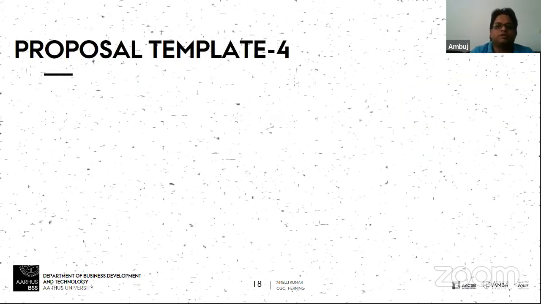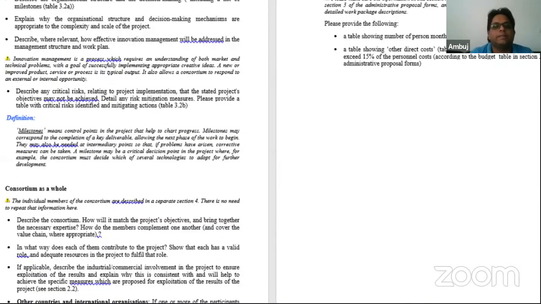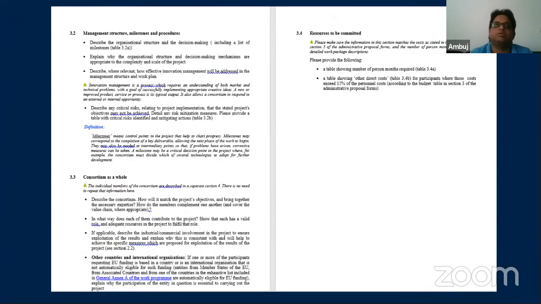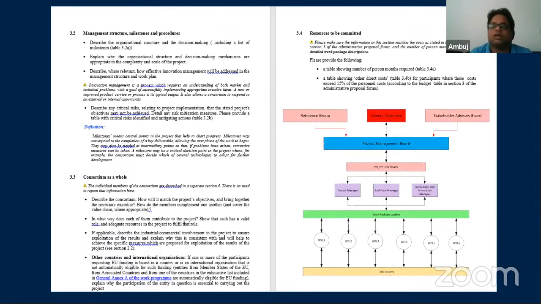Again, there are a few things which are there in the proposal. As I said, for the consortium as a whole, you need to describe what your consortium is about and who among the partners will be taking care of what: who will be the project manager, who will be the knowledge manager, who will be the technical manager, and who will be the project coordinator. You need to specify all these details, and you can show through some illustrations how your entire management structure is.